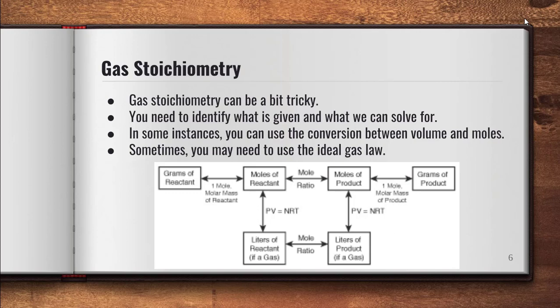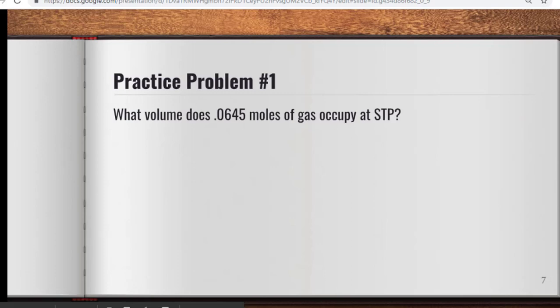Now these are some of the most complex problems that you are probably going to experience in the gas unit and really in all of chemistry. But if you follow each step closely, you read the directions, you should have no problem. All right, we got 3 practice problems we're going to go through today. Let's get going. Our first question states, what volume does 0.0645 moles of gas occupy at STP?